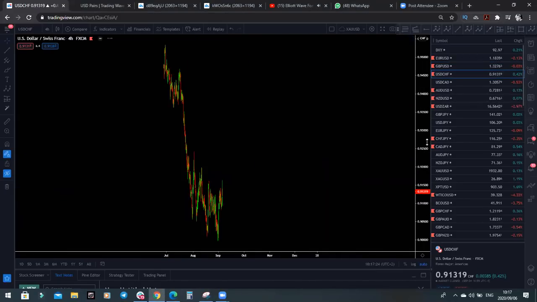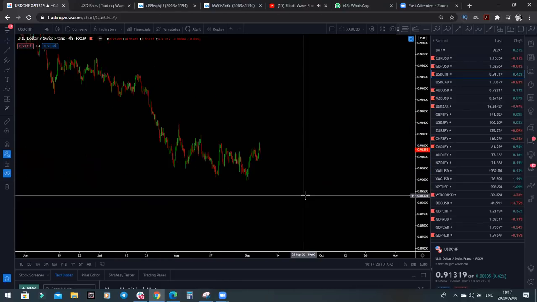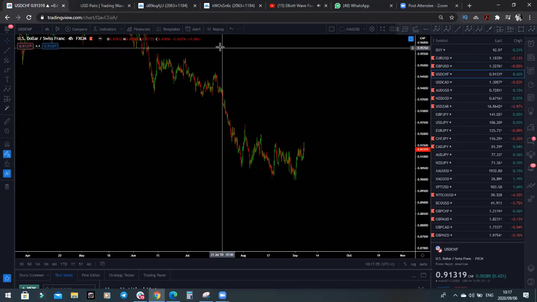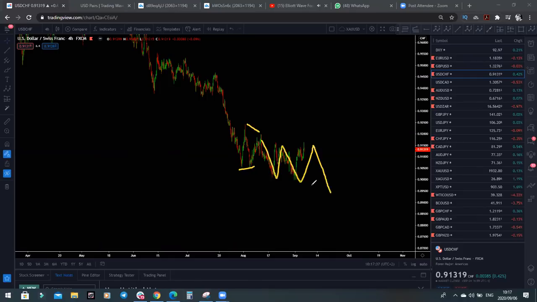US dollar CHF is similar to the DXY, also bounced out of the diagonal. Are we ready to make a push to the upside? This is a move to the upside here. So we're expecting this one to start making a diagonal here, like that.